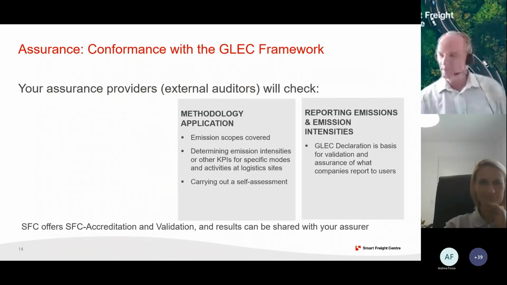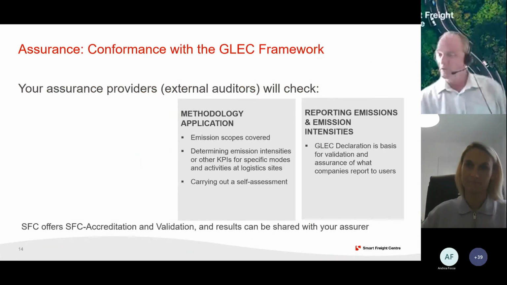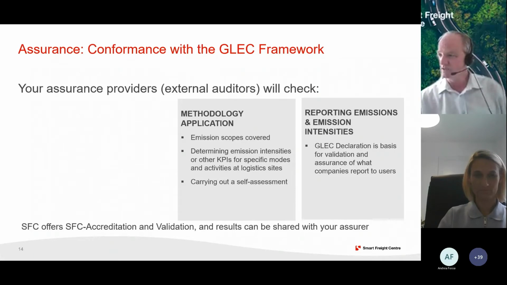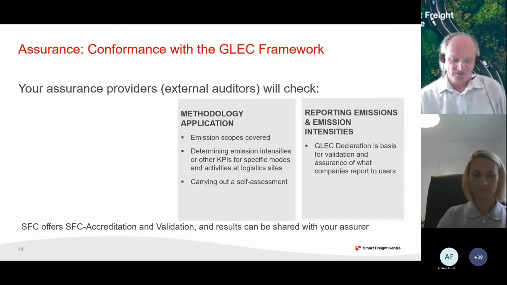I've mentioned a little bit about checking the information, assurance or accreditation. We provide two forms where we will check calculations. The first is the accreditation of calculation tools and programs. They can be accredited for their ability to calculate emissions in conformance with the Glec framework, and that largely takes into account the way that the methodology works and the way that the emissions are reported. So are they following those two aspects of what we set out in the Glec framework?